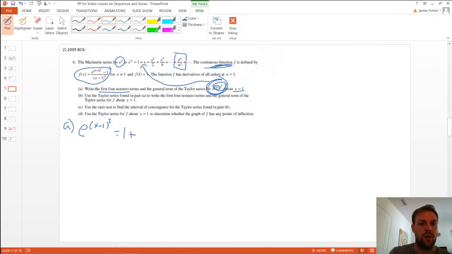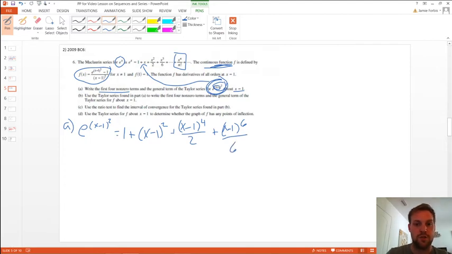This is going to be 1 plus. Instead of x, I'm going to have (x minus 1) squared, plus. Instead of x squared, I'm going to have ((x minus 1) squared) squared, or (x minus 1) to the 4th, over 2. And then plus (x minus 1) squared cubed, which is (x minus 1) to the 6th power, over 6. And there's our first 4 terms, and now we need to have our general term.